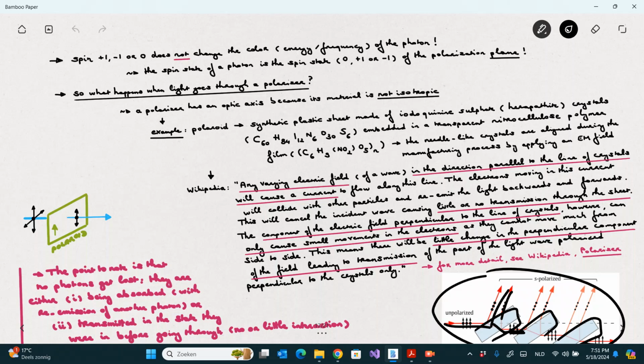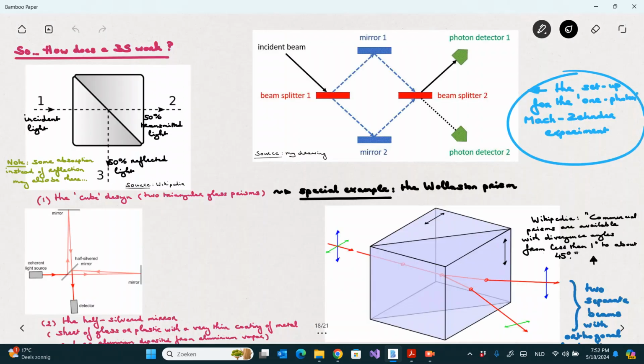The point to note is that for photons, no photons get lost. They are either absorbed with the emission of another photon, or they are transmitted in the state they were in before going through, or perhaps with some very little interaction. But photons don't get lost, and that's where the one-photon Mach-Zehnder experiment, the way it's usually explained, often goes wrong and becomes meta-magical or mathematical, if I may call it that.